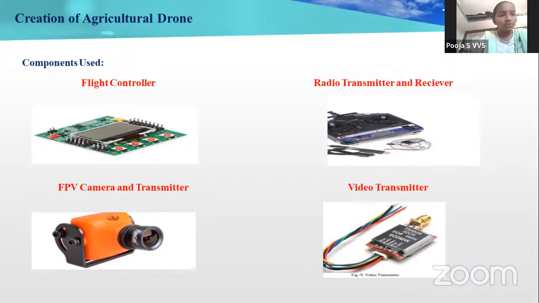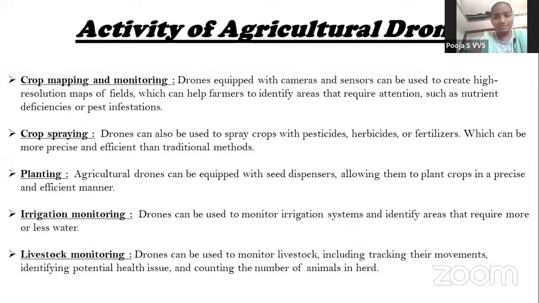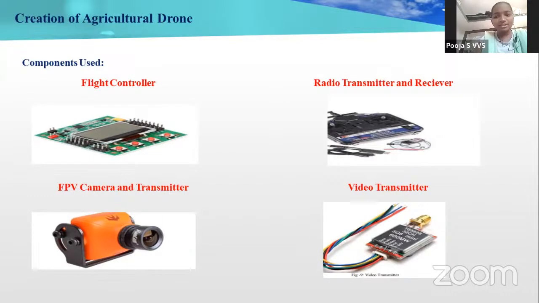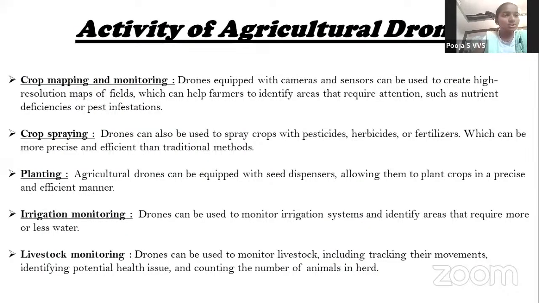Next one, FPV. FPV means first person view. The camera is a key component in FPV drone systems, capturing real-time video that's transmitted to the monitor. Next one, video transmitters are devices that transmit video from your drone to the video receiver. These are the components used in the creation of agriculture drone. Thank you, sir.